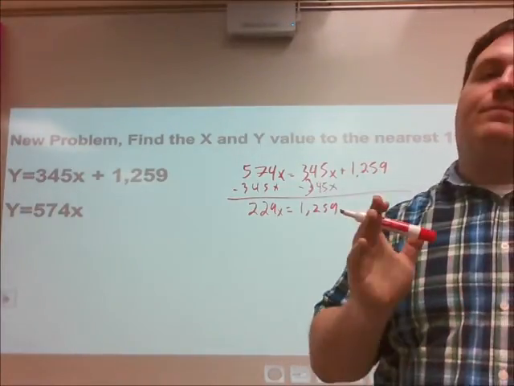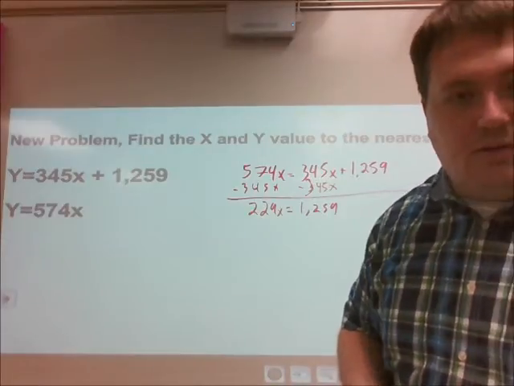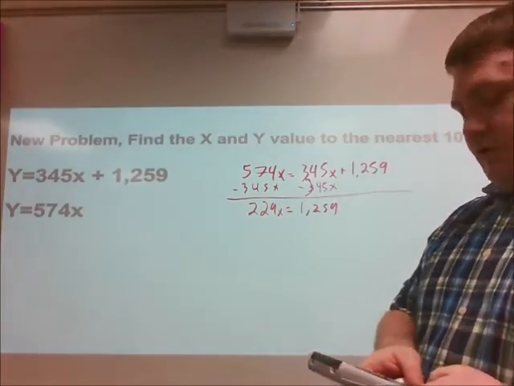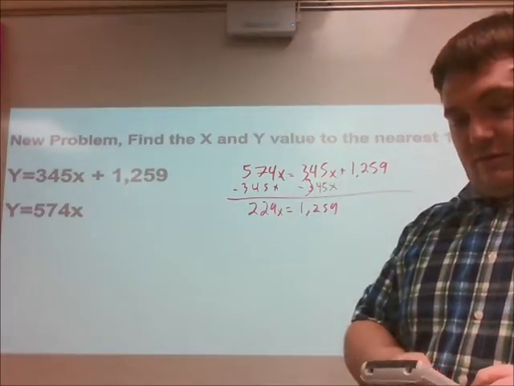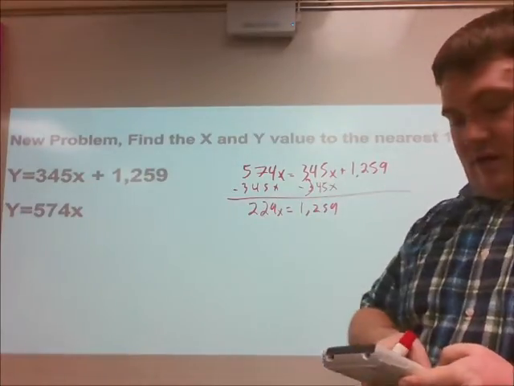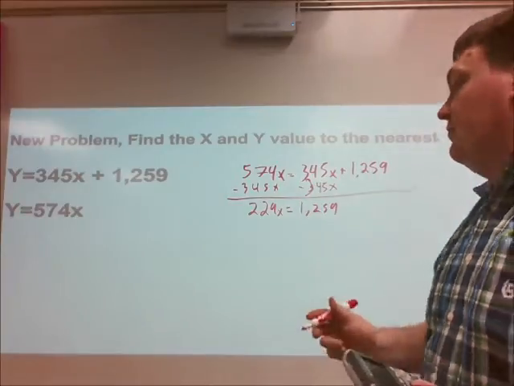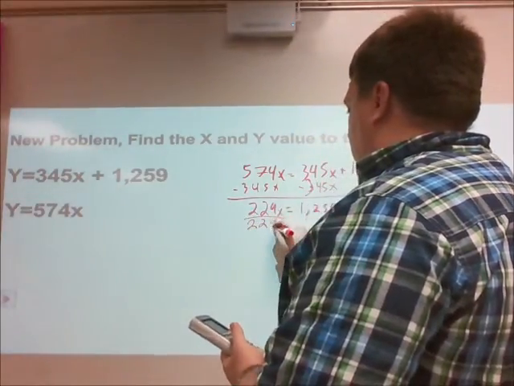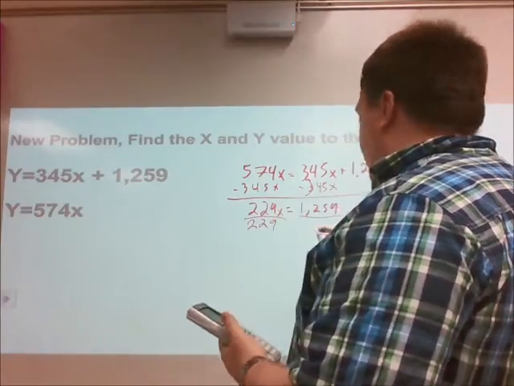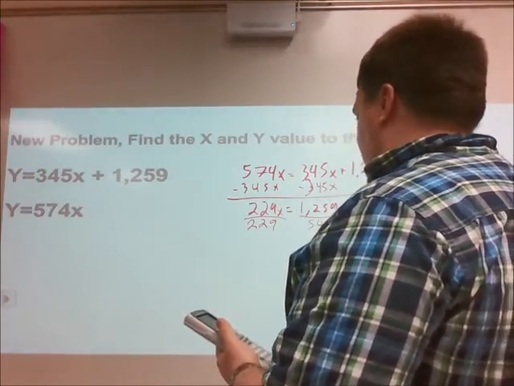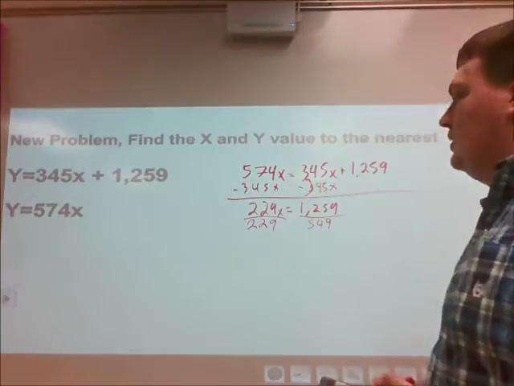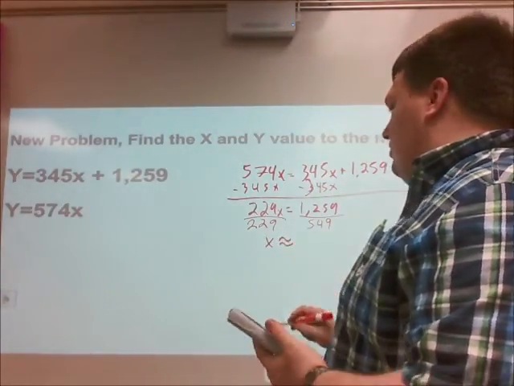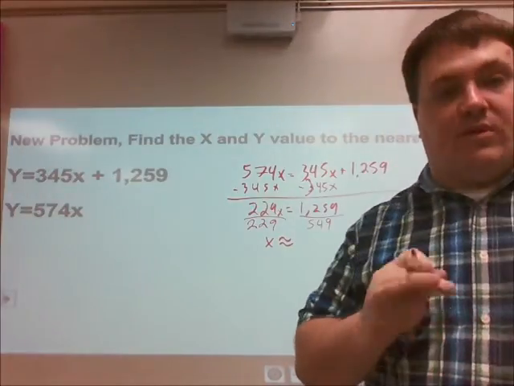If it does, lucky me, I chose the right numbers. But most likely it's not. So we're going to divide 1,259 by 229. Same as we would do before, but we're just going to have a large number. We're going to have lots of decimal places with this rational number. So you have x is approximately equal to, I'm going to take this to 3 decimal places and you're going to see why.